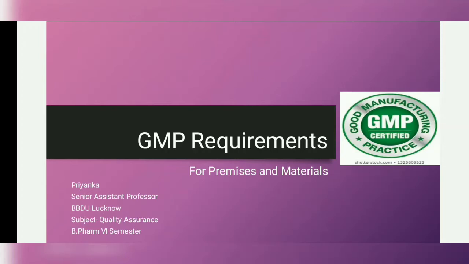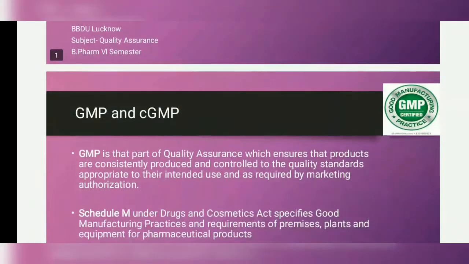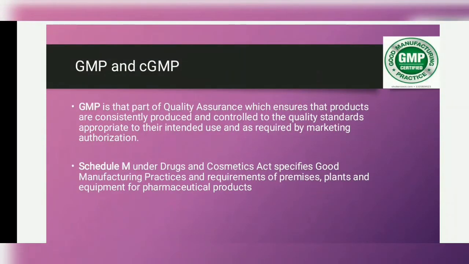Today we will discuss GMP requirements for premises and materials. So let us see firstly what is GMP and CGMP. GMP is basically that part of quality assurance which ensures that products are consistently produced and controlled to the quality standards appropriate to their intended use and also as required by marketing authorization.